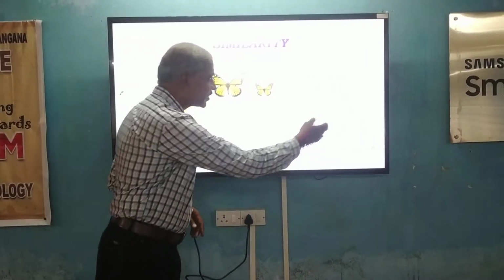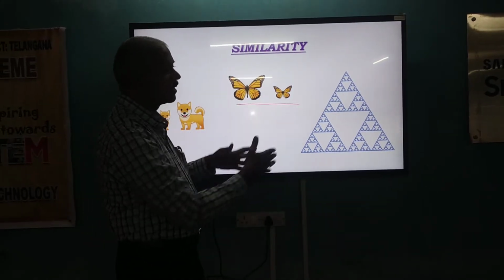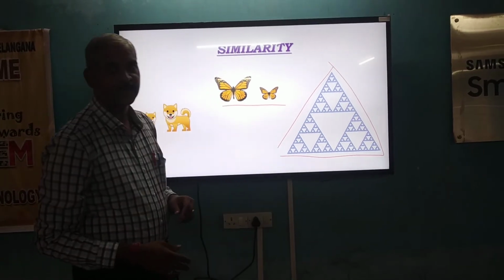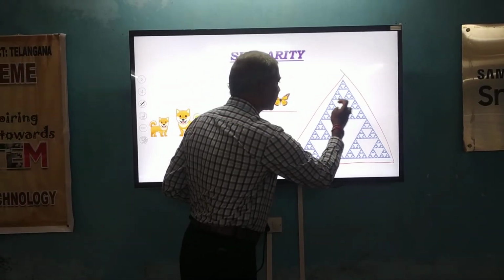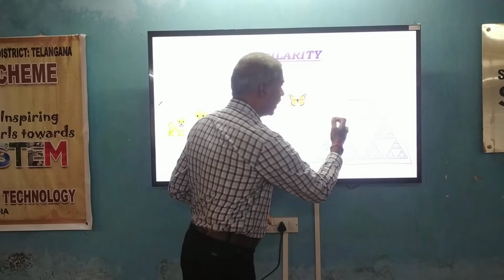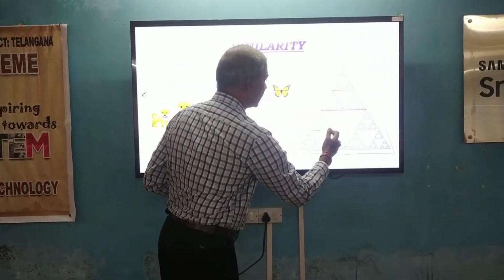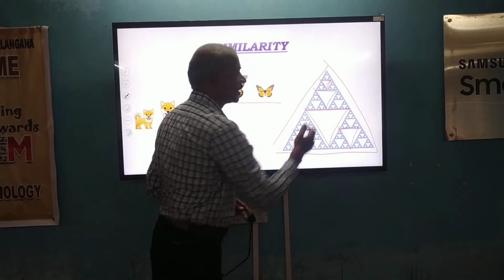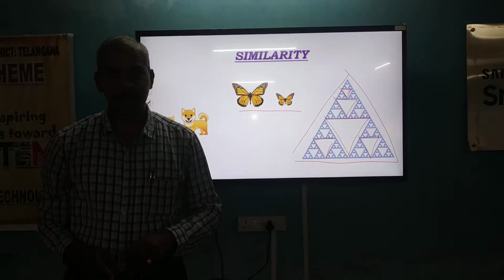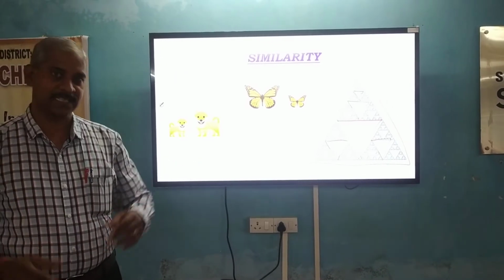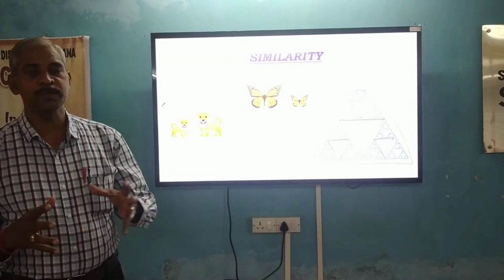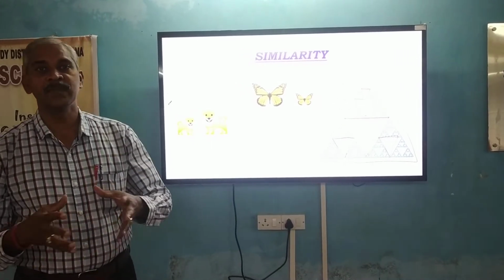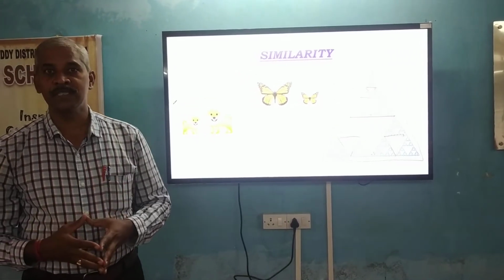And here, if you see this big triangle, in this big triangle there are many small triangles. If you see all these triangles, they are all the same in shape, but they are different in size. Those pictures or figures are called similar figures.